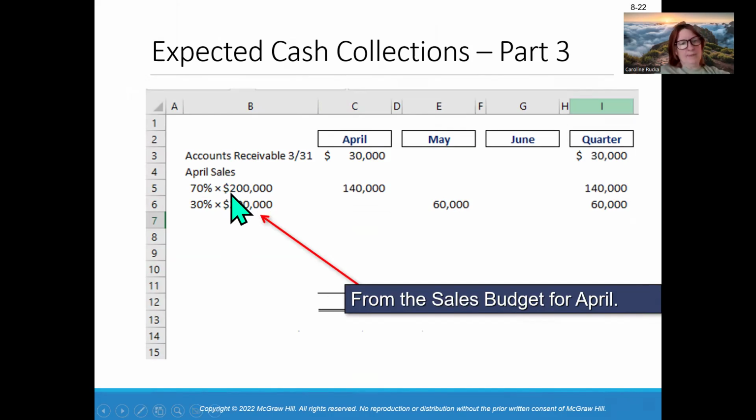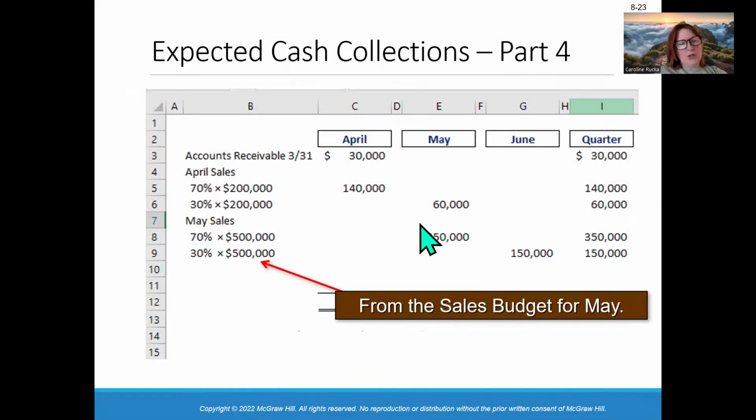That came from our sales budget for the prior quarter. $70,000 of that we collected back in April. The other $30,000 is still hanging out for us to collect. So in May, we sell $500,000 worth of product. That also came from our sales budget for this quarter.